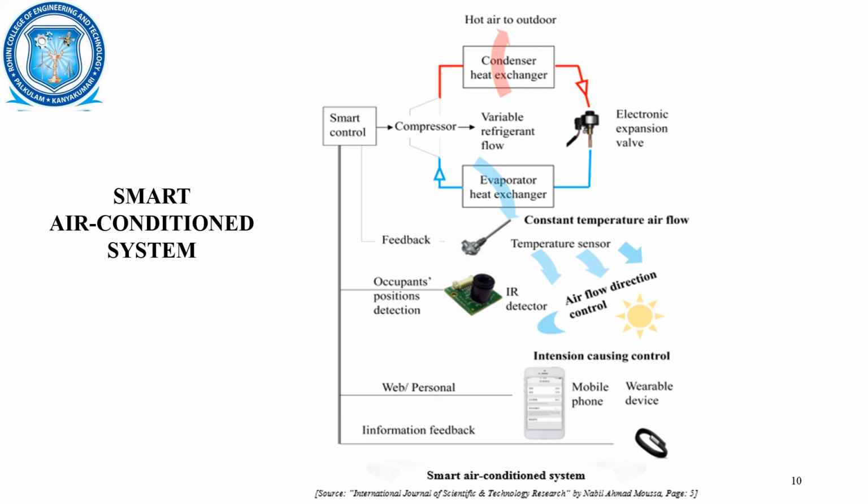And next we can have a web interface, a personal mobile phone, or a wearable device like a watch, where control action can take place, either switching on or off, or increasing or decreasing the temperature. If we are to provide the actual state of our need, then that information has to be linked to the smart control, and this smart control will enable the operation of the air conditioning system. This is what is called a smart air conditioning system.